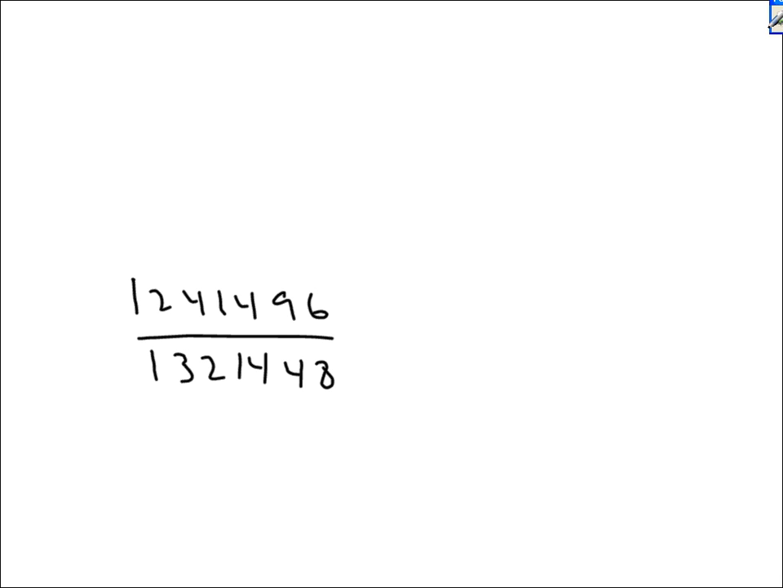You need to know your divisibility rules. They're definitely good rules to know. That way when you're up against big numbers, like 1,241,496 divided by 132,148, you should say, you know what? 4 goes into both of these numbers, because 4 goes into the last 2 digits. That's very helpful.